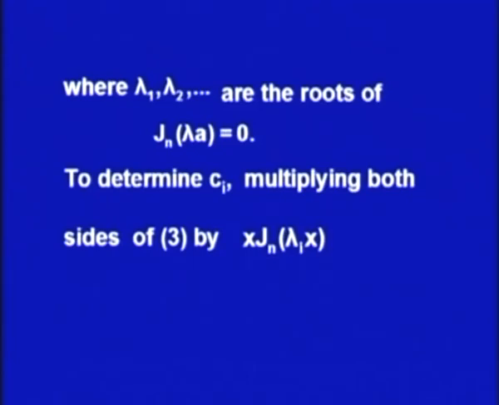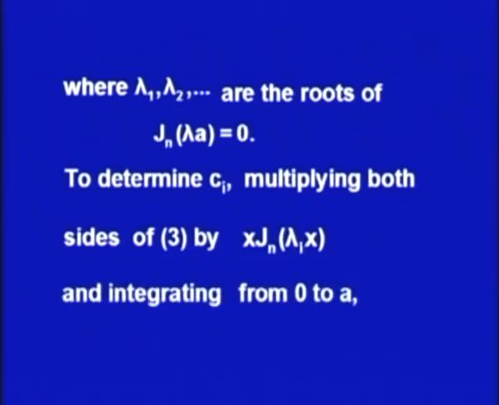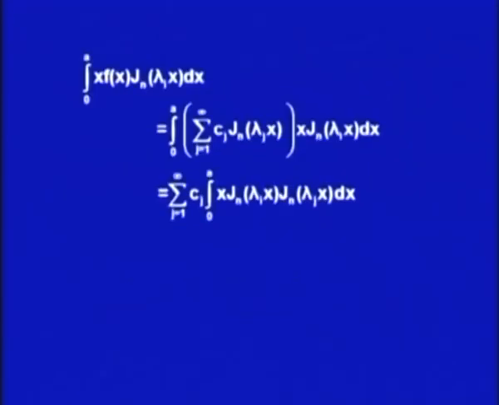To determine the unknown coefficients C_i, let us multiply both sides of equation 3 by x J_n(λ_i x) and integrate from 0 to a. Then we shall have the integral from 0 to a of x f(x) J_n(λ_i x) dx equal to the integral from 0 to a of the sum over j equal to 1 to infinity of C_j J_n(λ_j x) times x J_n(λ_i x) dx, which can also be written as the sum over j of C_j times the integral from 0 to a of x J_n(λ_i x) J_n(λ_j x) dx.